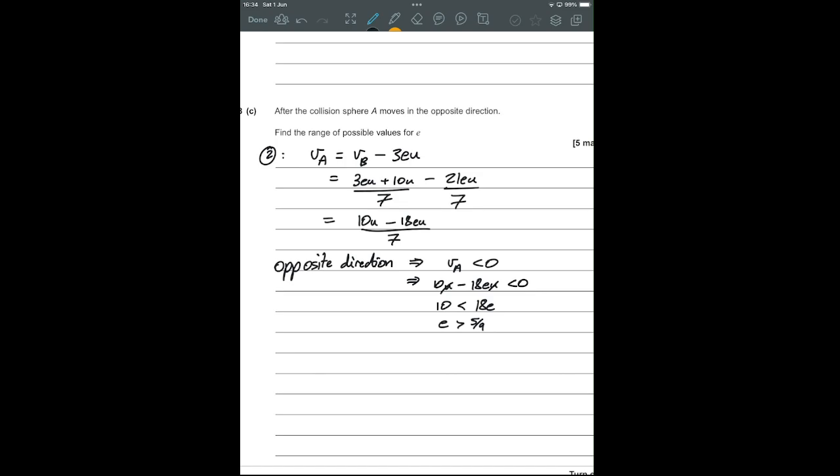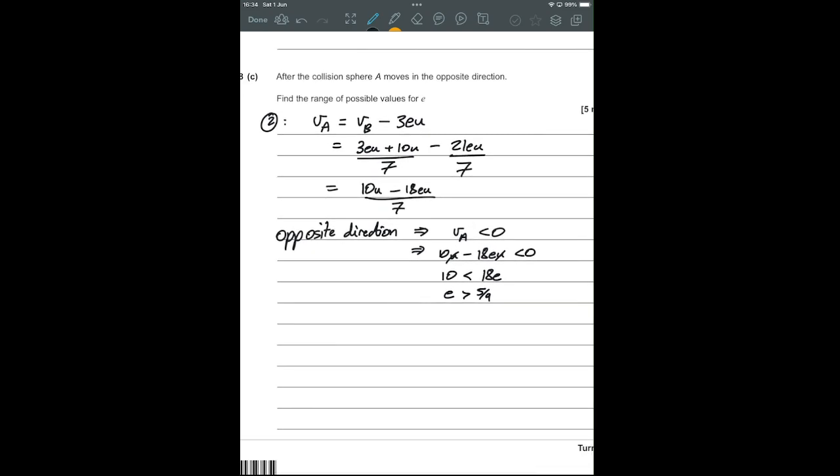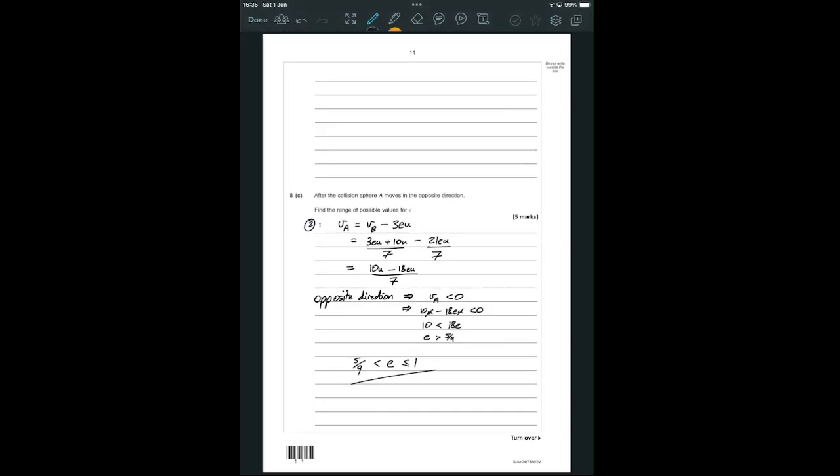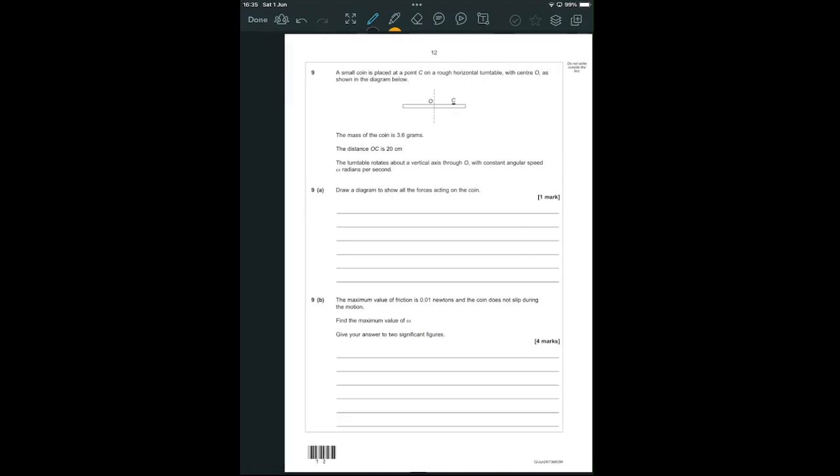Now we need to remember not to just leave it there, because we have another restriction on E. E cannot ever exceed 1. So my final answer is 5 nots is less than E is less than or equal to 1. You do get a mark for remembering that less than or equal to 1 condition. Being less than or equal to 1 is actually a conservation of energy requirement.